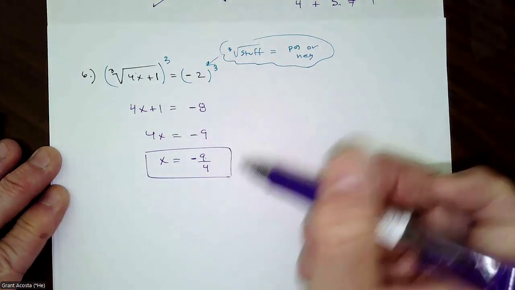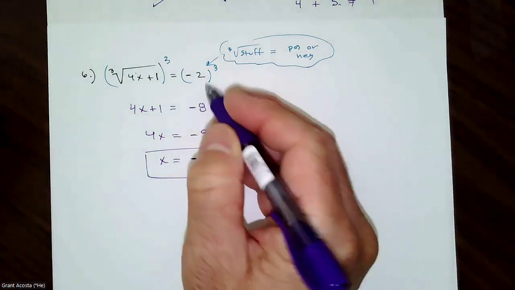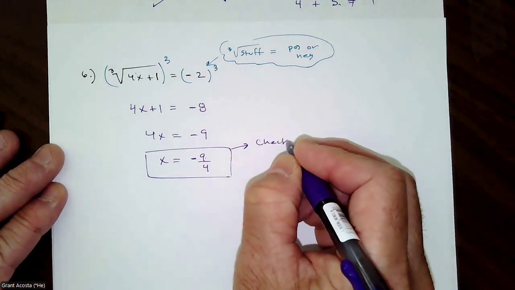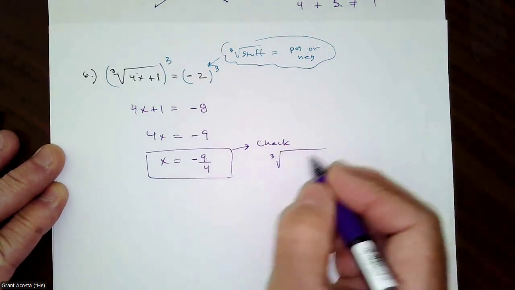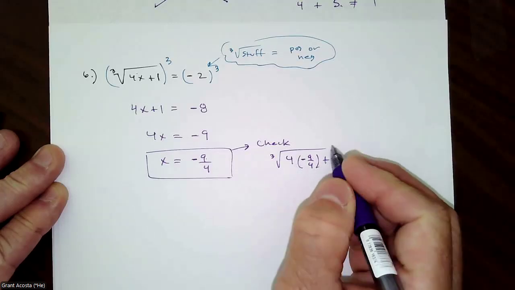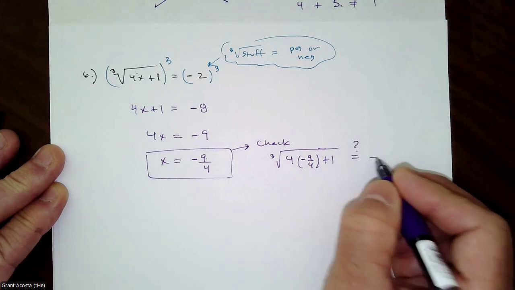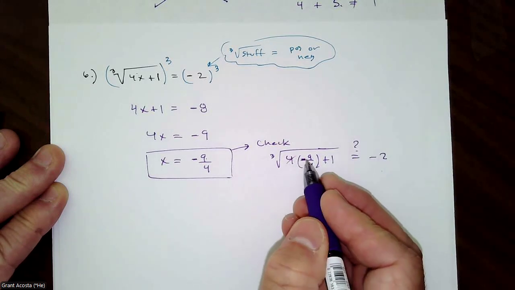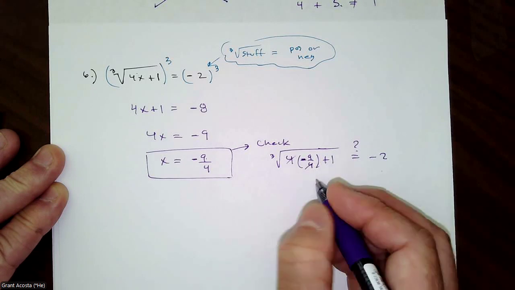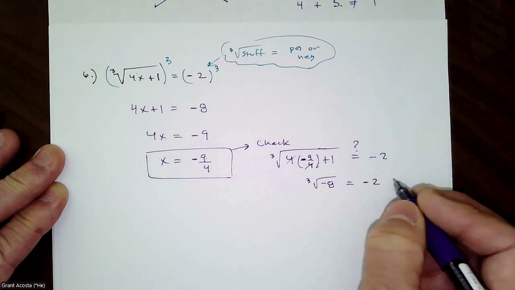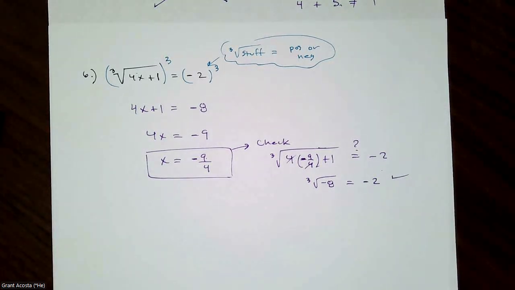But if you plug that in, because I said if you square or cube, whatever you do to both sides, you should check. So just a quick check of that. If I took the cube root of 4 times -9/4 plus 1, I want to see if that equals -2. The 4's cancel out. -9 plus 1 is -8. And the cube root of -8 is -2, so it checks out.